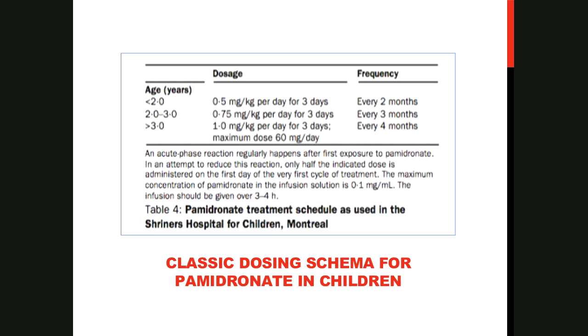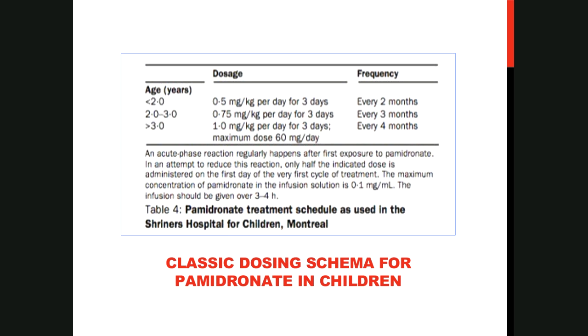So this is a picture of the classic dosing schema that was used for pamidronate, mostly to treat osteogenesis imperfecta. All children on this dosing schema were receiving about 9 mg/kg/year of pamidronate, which was given as infusions on 3 consecutive days every 2 to 4 months, depending on a child's age.